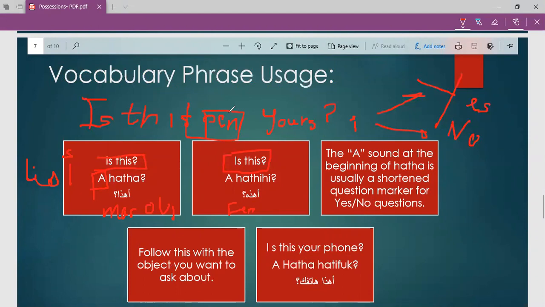Either we can say, لمن هذا القلم? For whose pen is this? Or is this pen yours? Okay? Let's see it with, is this your phone? Is this pen yours? Or is this phone yours? Whatever.